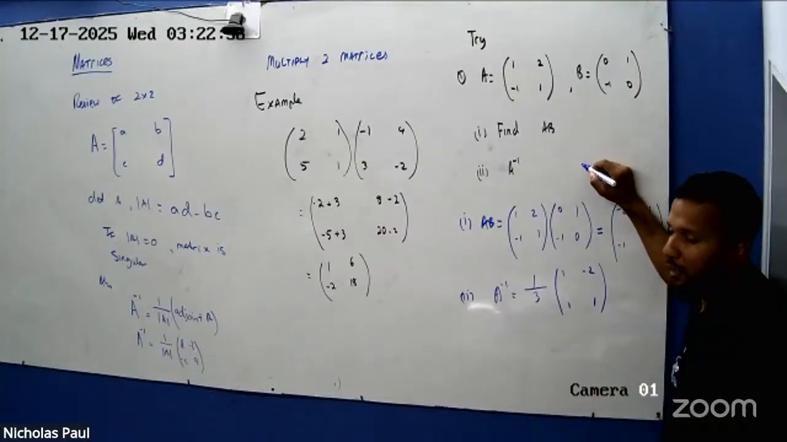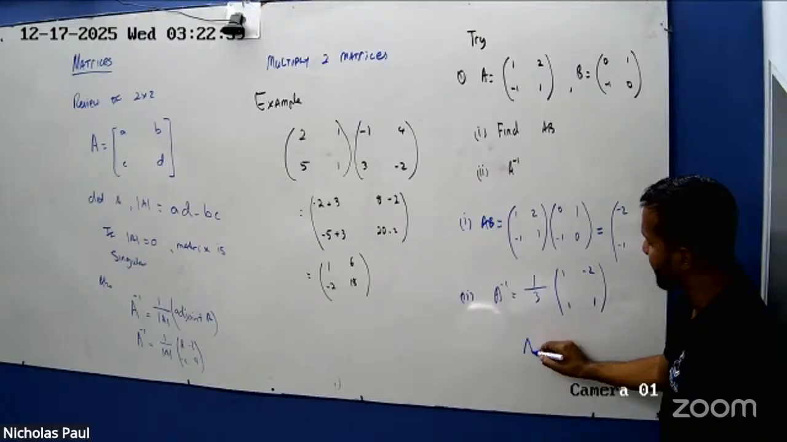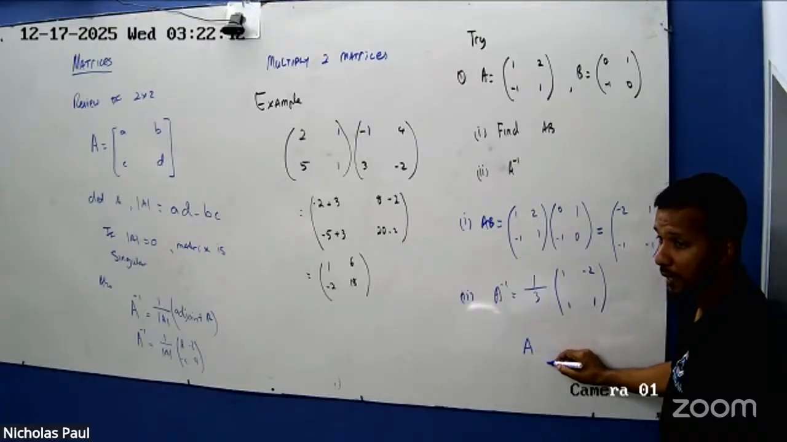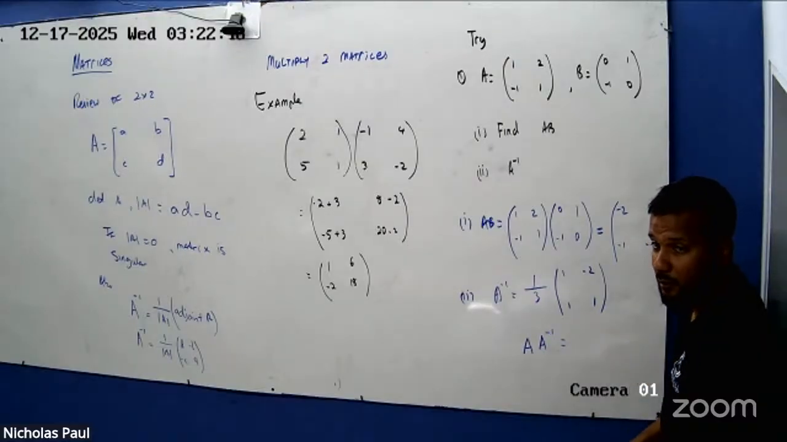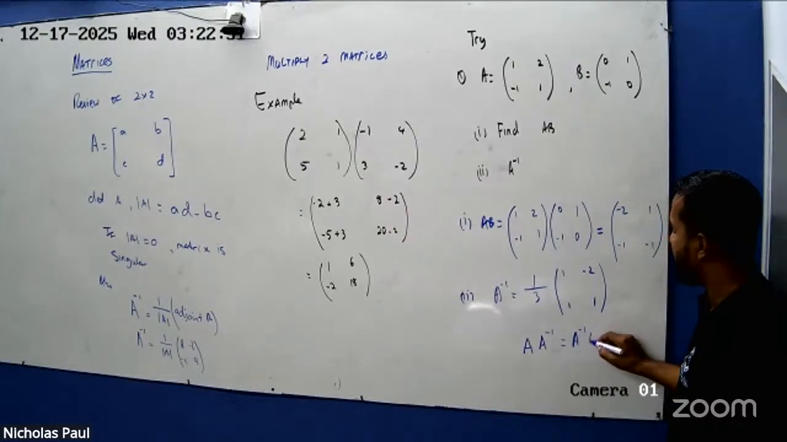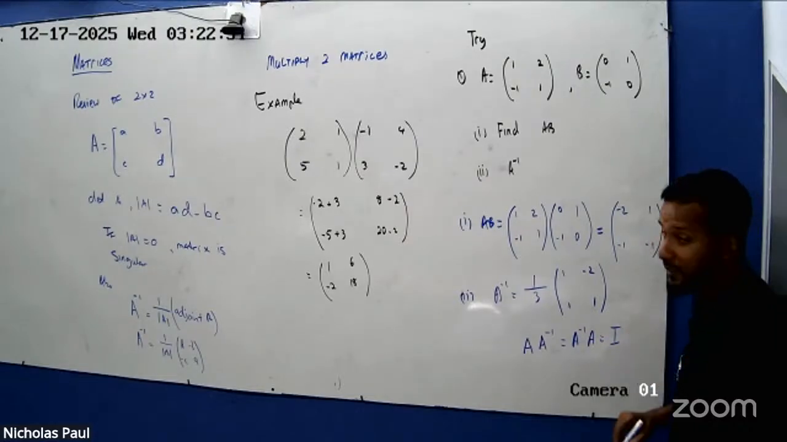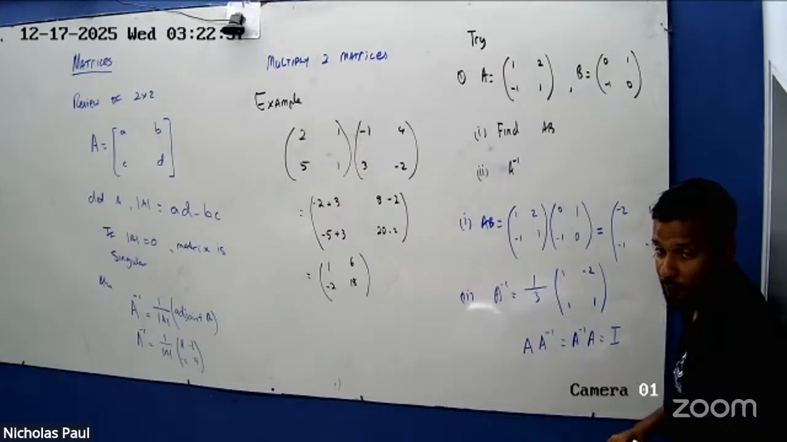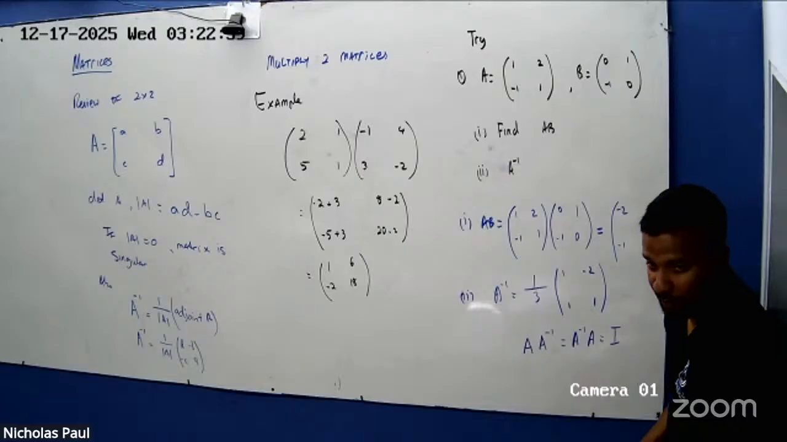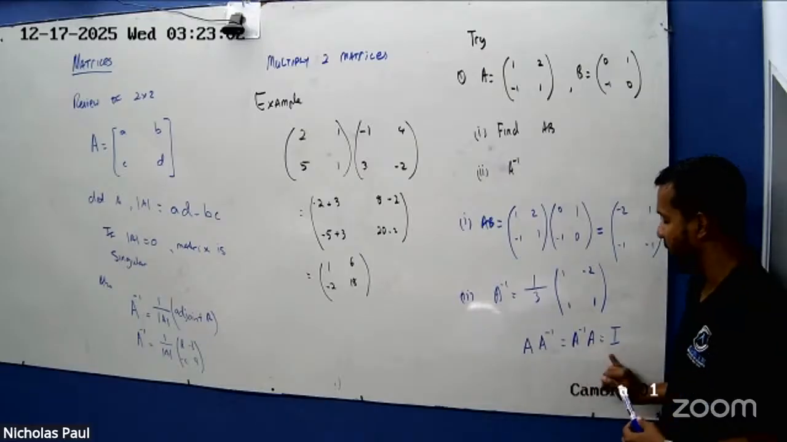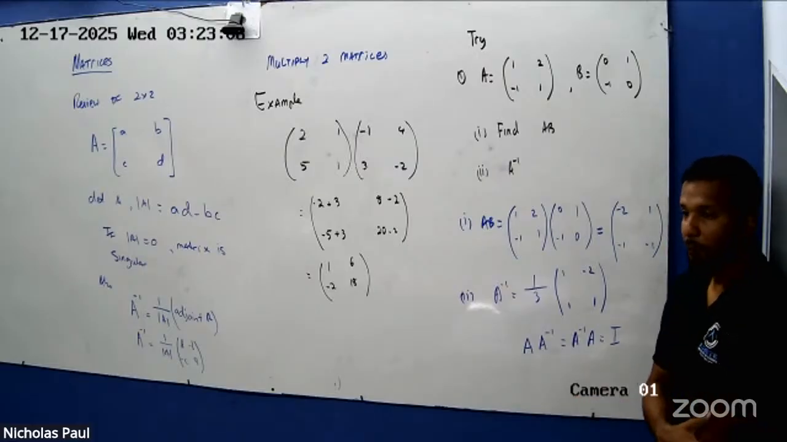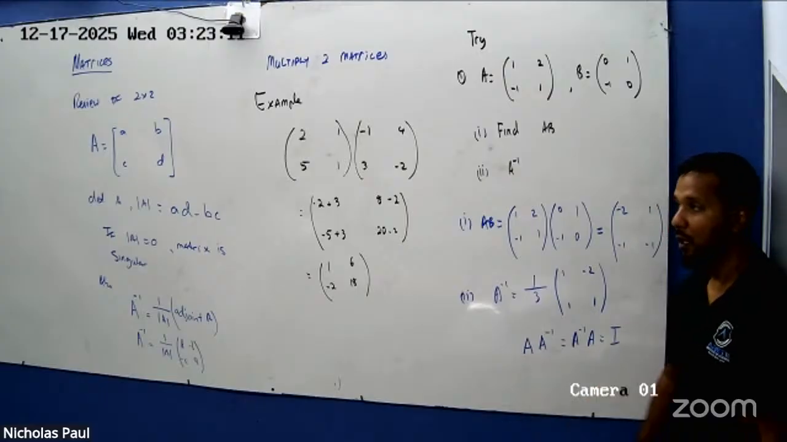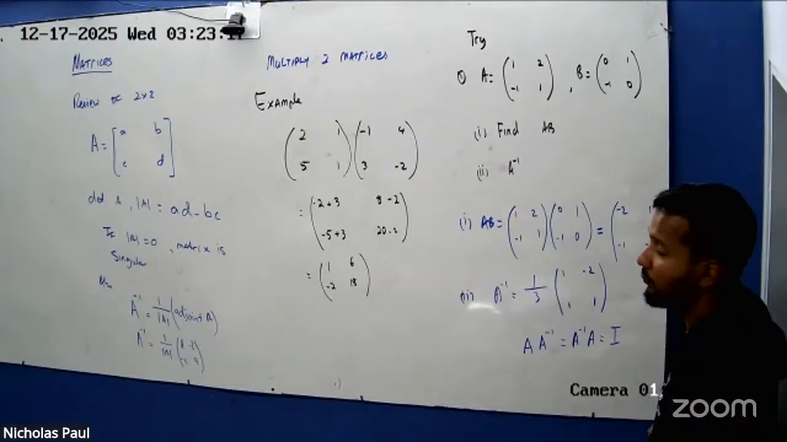Anybody could tell me what would happen if I take A and multiply it by A inverse? What would I get? If I take A inverse and multiply it by A, I will get the identity I. Matrix multiplication is not commutative, but this will give you I. All right, so make a note of that, because it applies to 3 by 3 as well. Whenever you multiply A by A inverse, you'll get I. Any questions anywhere?